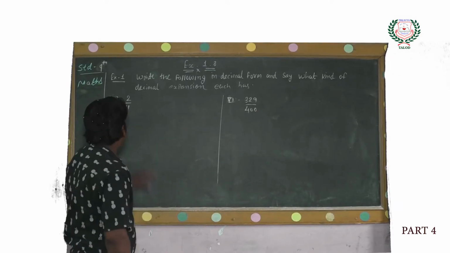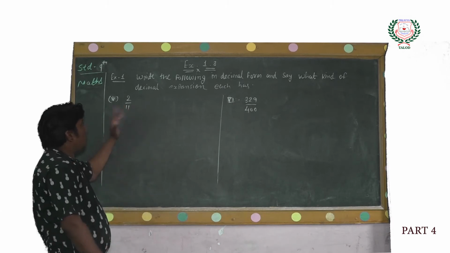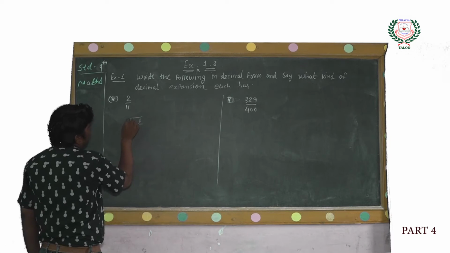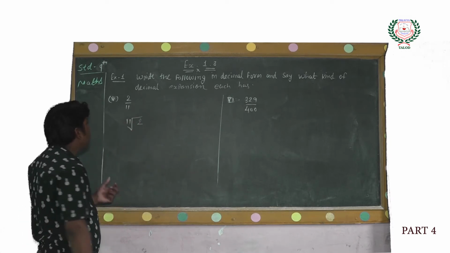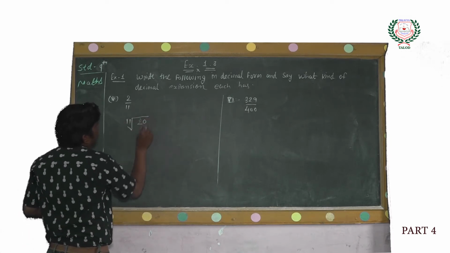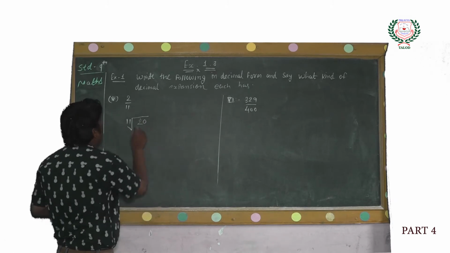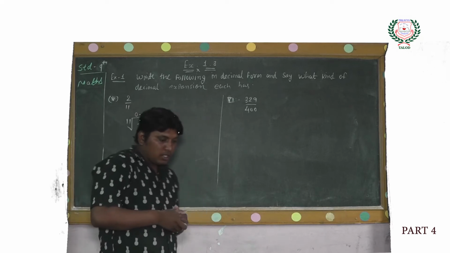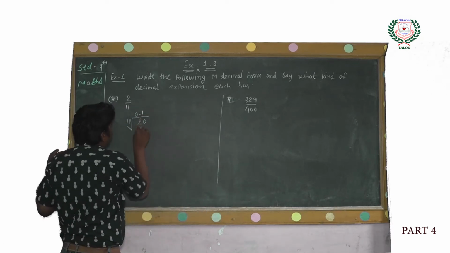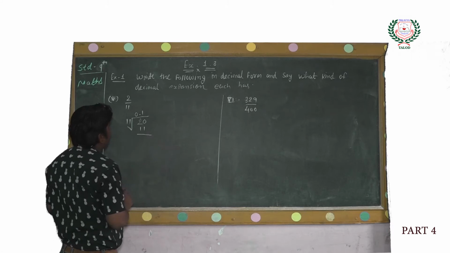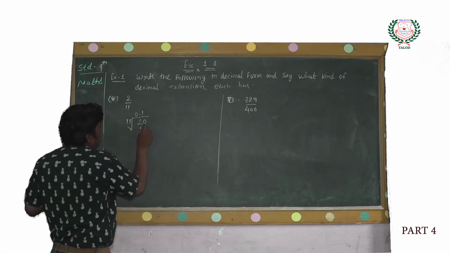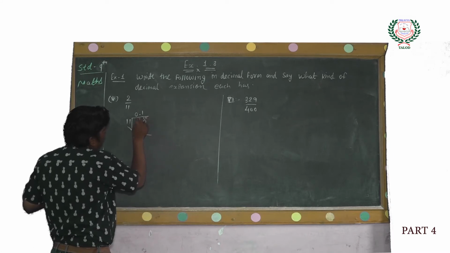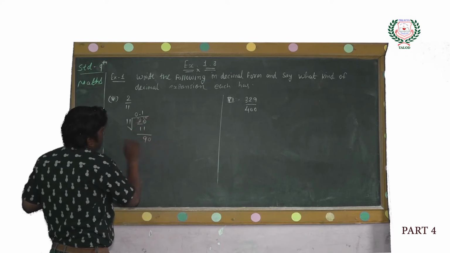Now example number 5: 2 by 11. So you have to divide 2 by 11. So what happened? Here 2 is given, so you take 0 here. First you have to take 0 point, and after that you have to divide. So 11 ones are 11. Now take minus. So what happened? 9, 0. So 9 and 0.